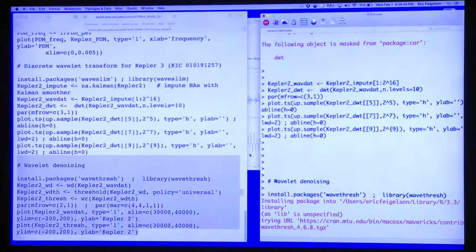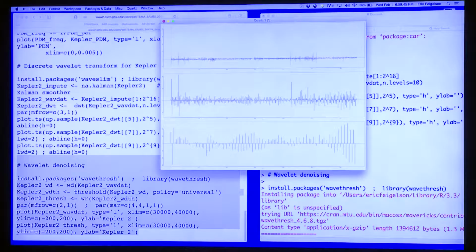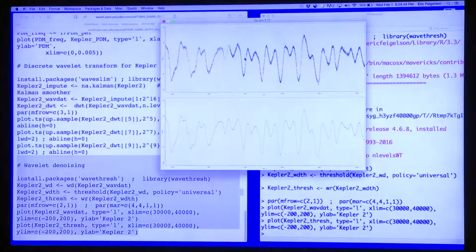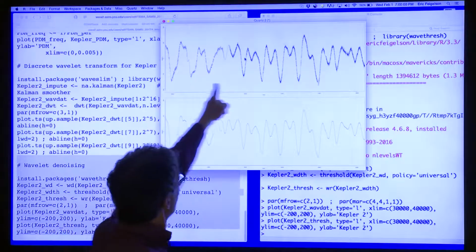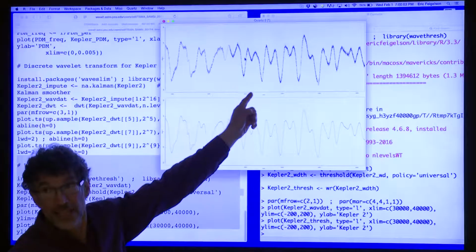It's called wavelet denoising. So what you do is that you see the really small values, set them to 0. Below a threshold, you set the wavelet values to 0, and then you go back and you do an inverse wavelet transform. So the top is, I just blew up a portion of the data set. That's the portion, same data set. It's the Kepler 2 data set.